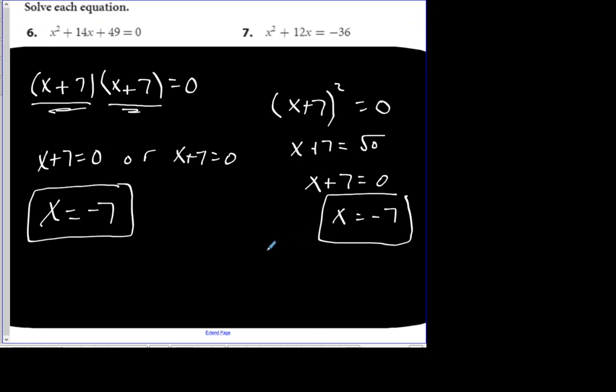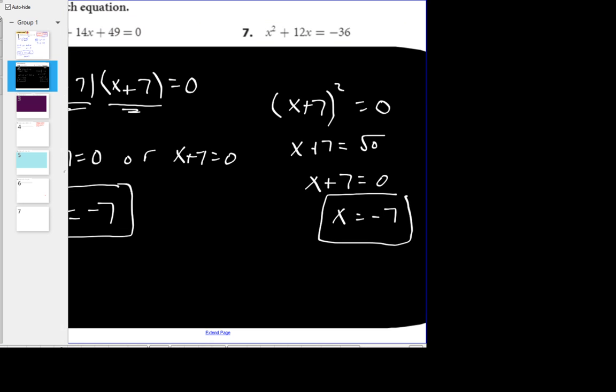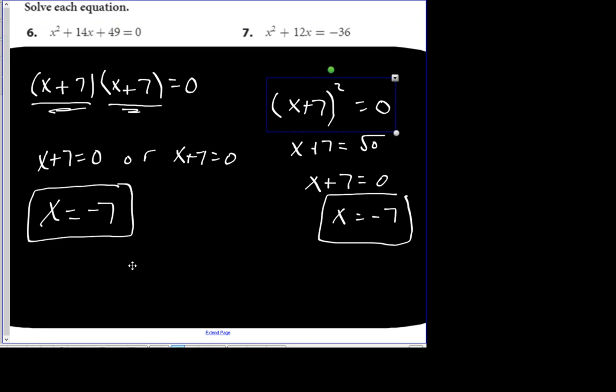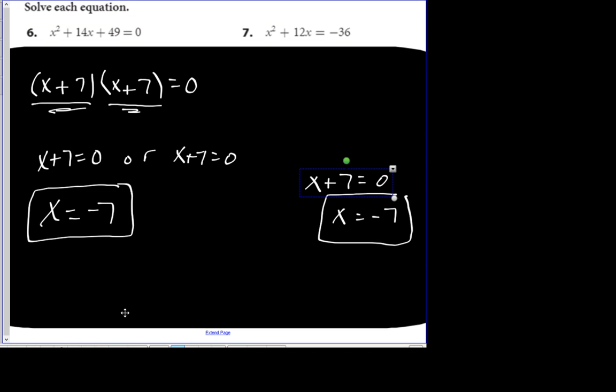All right, good. Let's look at number 7. All right, so let me get rid of this over here. So if we look at number 7, Fatima, remember, if we're solving quadratic equations, what form do they have to be written in?